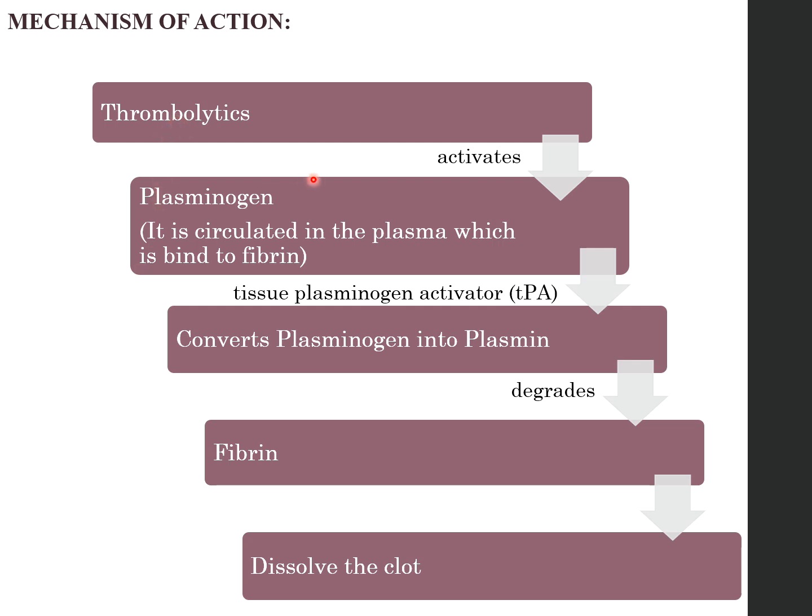So thrombolytics activate plasminogen, which is naturally present in the plasma and binds to the fibrin. The tissue plasminogen activators convert plasminogen into plasmin. That plasmin degrades the fibrin; degrading means it makes very minute pieces of fibrin, so the clot dissolves. This is the mechanism of action.